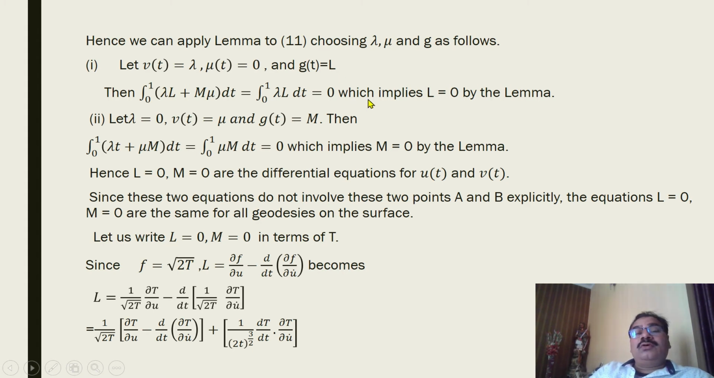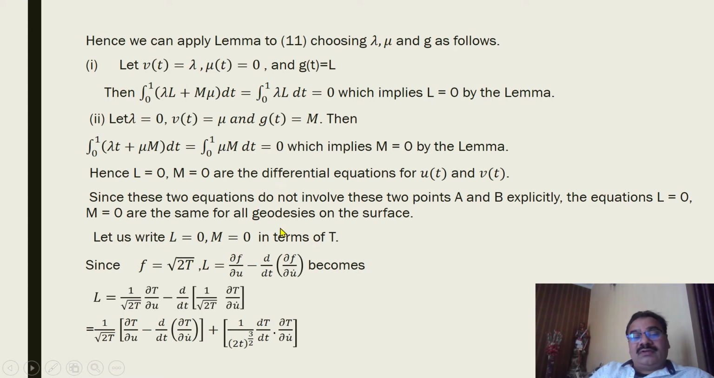This is equal to 0, which implies that L is equal to 0 by the lemma. Now the second result indicates that the integral from 0 to 1 of lambda(t) mu(t) dt is equal to 0, which implies M is equal to 0 by the lemma. Hence L equal to 0 and M equal to 0 are the differential equations for u(t) and v(t). Since these two equations do not involve the two end points, the equations L equal to 0, M equal to 0 are the same for all geodesics on the surface. This establishes this fact.